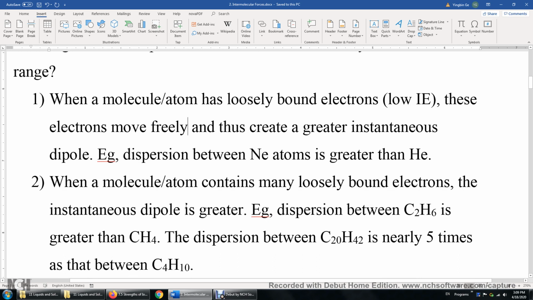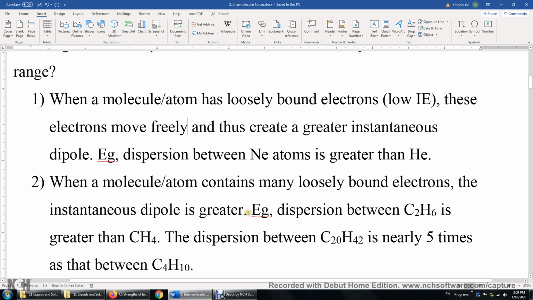Reason number 2. When a molecule or atom contains more loosely bound electrons, the instantaneous dipole is going to be greater. For example, if we have C2H6 ethane compared to CH4 methane, the dispersion between ethane molecules is greater than the dispersion between methane molecules. Why? C2H6 simply has more loosely bound valence electrons than CH4.